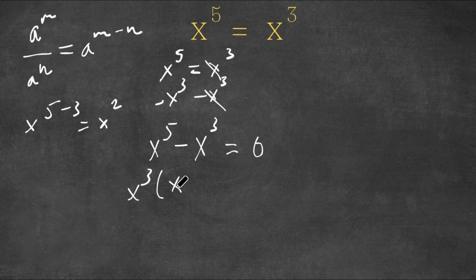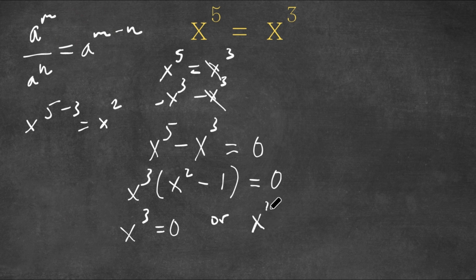So I have x to the power of 3 times x to the power of 2 minus x to the power of 3 divided by x to the power of 3 is simply 1. And this is equal to 0. And now this gives me two equations. I have x to the power of 3 is equal to 0, or I have x squared minus 1 is equal to 0. So for x to the power of 3 equals 0, the only answer that's possible here is simply x equals 0. So that is one solution.